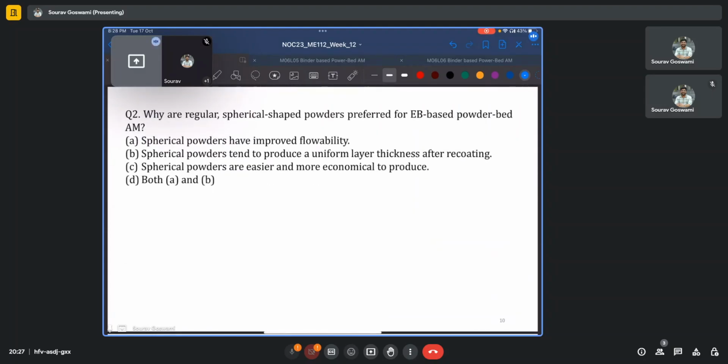The second question asks, why are regular spherical shaped powders preferred for electron beam based powder bed AM? Is it because the spherical powders have improved flowability? Is it because they tend to produce a uniform layer thickness after recoating? Or is it because they are easier and more economical to produce? Spherical powders definitely have more improved flowability compared to, say, powders with a more acicular structure. So these won't really be as flowable as uniformly circular powders.